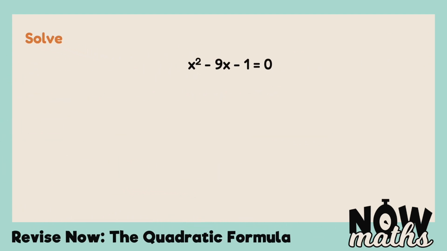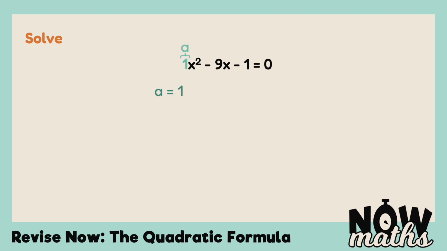Let's have a look at one final example for this video. So this time we're going to solve x squared, subtract 9x, subtract 1 equals 0. The first thing we need to do, as always, is find our values for a, b and c. This time we have no visible x squared coefficient, but remember in maths if we just write x squared it means that we have one lot of x squared.